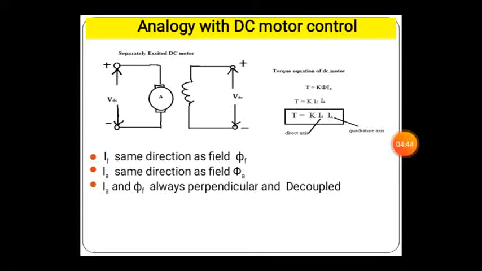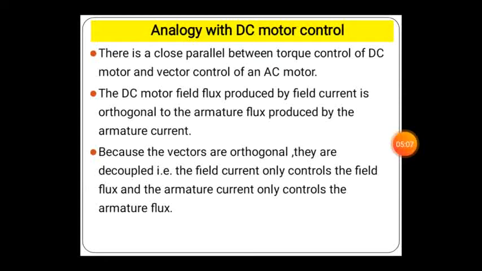According to this, the field current has the same direction as the field flux, and the armature current has the same direction as the armature flux, and the armature current and field flux are always perpendicular and decoupled. So according to the previous slide, we can say that there is a close parallel between torque control of a DC motor and vector control of an AC motor. The DC motor field flux produced by the field current is orthogonal to the armature flux produced by the armature current. Because the vectors are orthogonal, they are decoupled. That means the field current only controls the field flux and the armature current only controls the armature flux. So both are independently controlled. For that reason, vector control is a very important method.